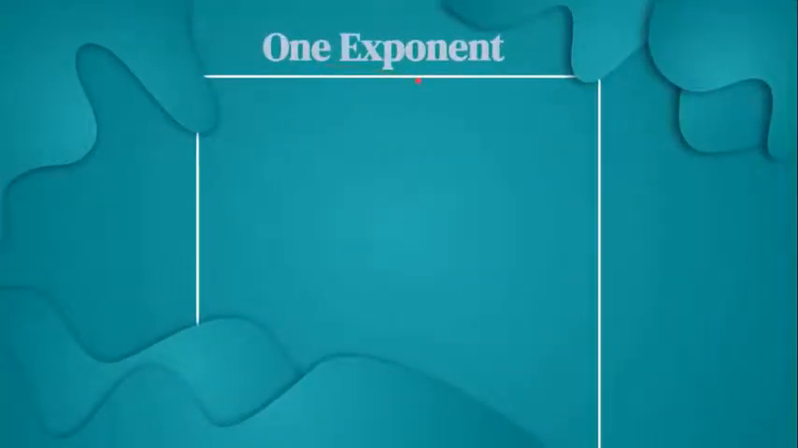First, we have one exponent. One exponent should look like this: x to the power of 1 equals x. Now let's replace those variables with real numbers. So let's say we have the example 15 to the power of 1. How you're going to solve this is, the exponent just means how many times you're going to multiply the number by itself.